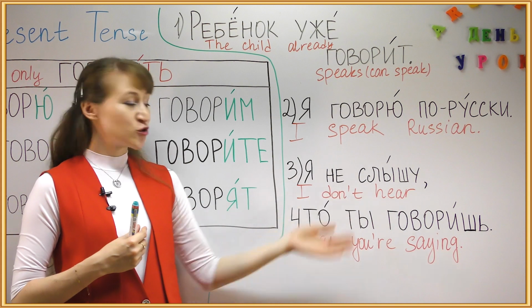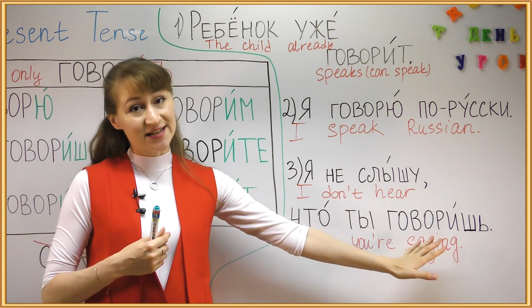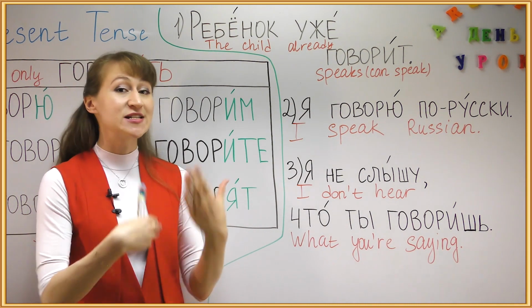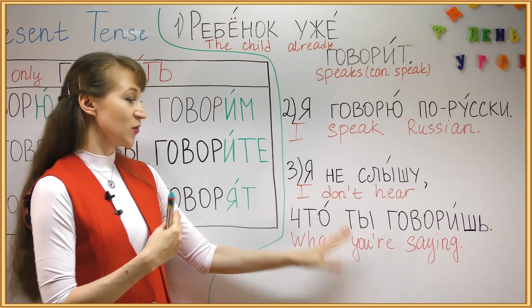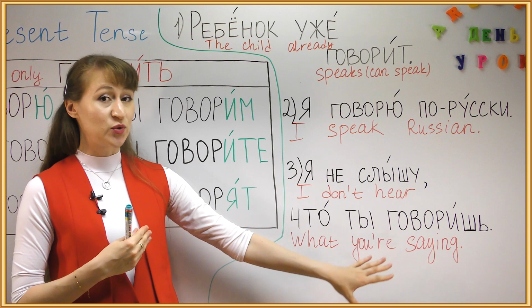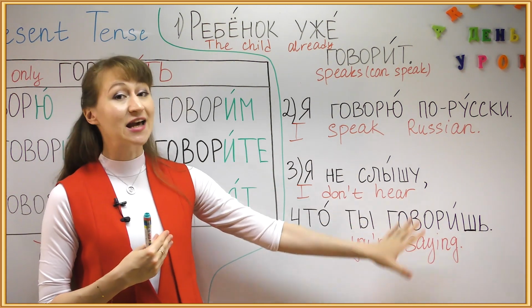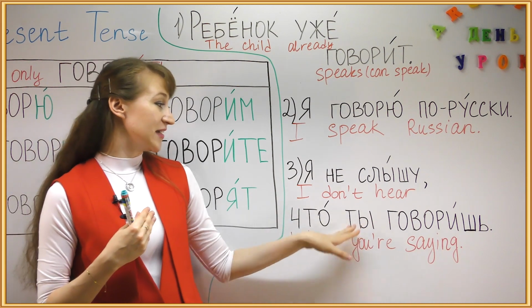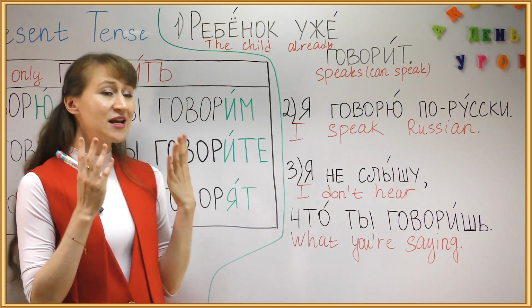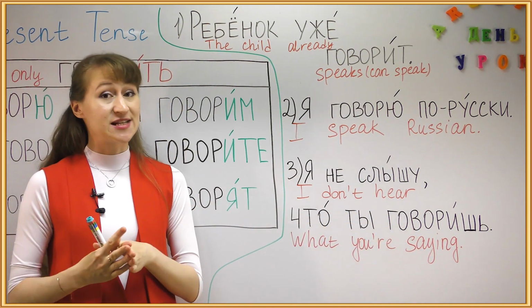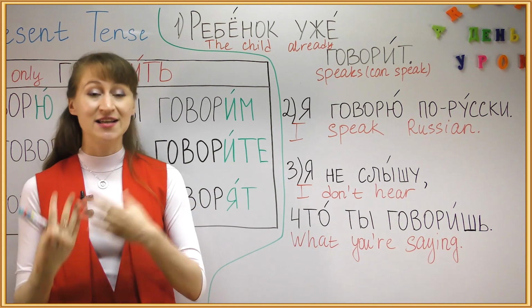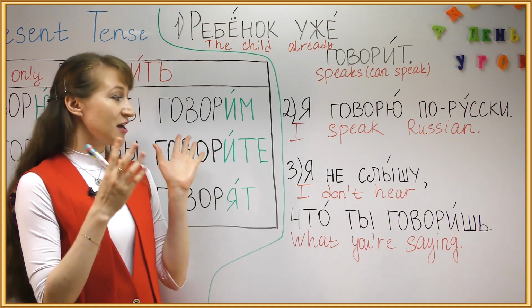Я не слышу, что ты говоришь. I don't hear what you are saying. You are saying it right now, so this is a process. That is why we use the present tense and the verb говорить in the ты form. Ты говоришь.